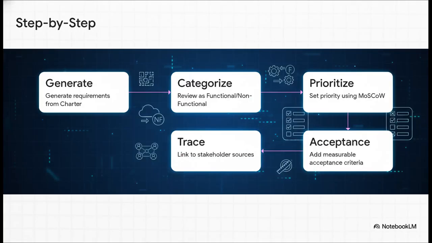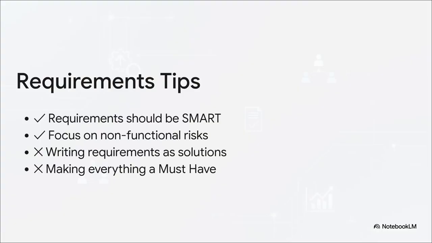Then, confirm those priorities using the Moscow method. You'll tag each item as a must-have, should-have, could-have, or won't-have. You'll also want to categorize them as functional or non-functional, add really rigorous measurable acceptance criteria for each one, and explicitly link them back to stakeholder sources so you have full 100% traceability. PM Molly uses this information to feed directly into your scope deliverables and WBS.